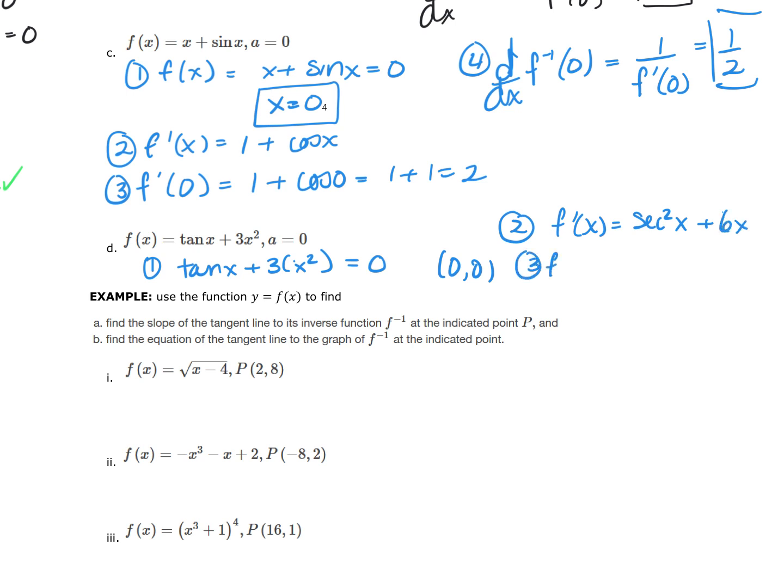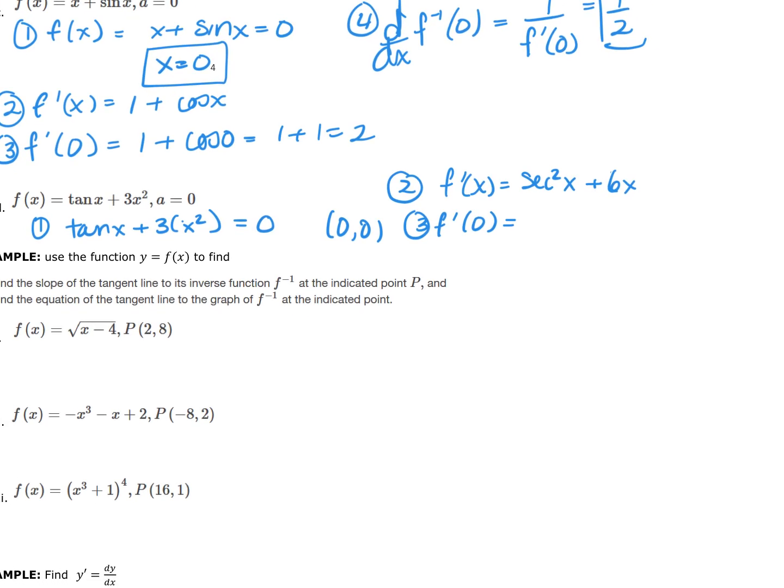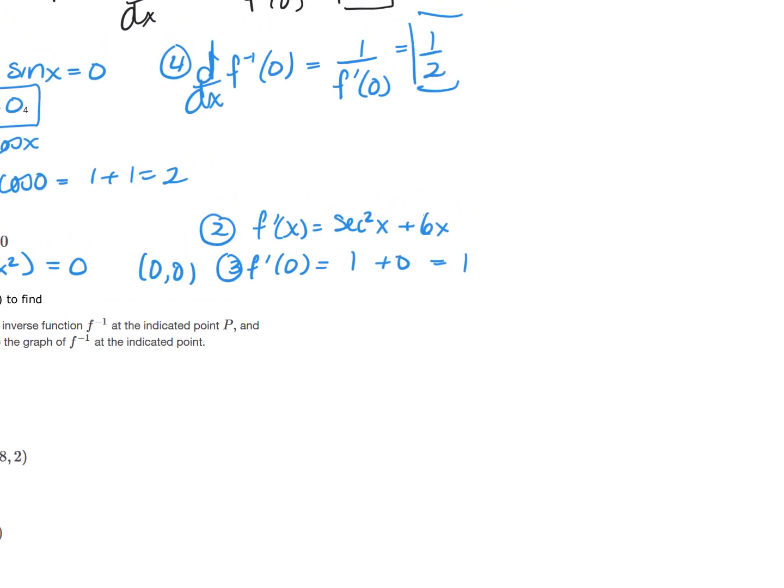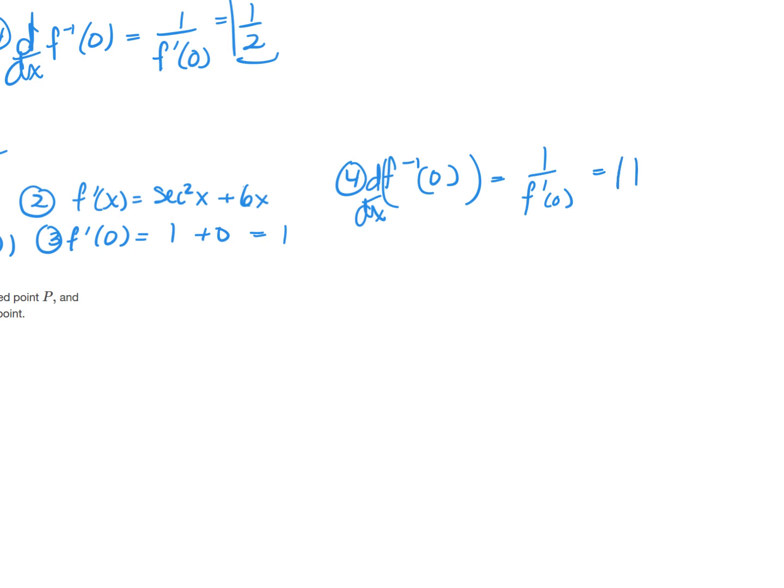Third thing I'm going to do is find f prime of 0, and secant is the reciprocal of cosine, so the cosine of 0 is 1, the reciprocal of 1 is 1, and then plus 0, so the answer is 1. Oh, this is going to be lovely. My last and final thing is I'm going to find d/dx of f inverse of 0, which is 1 over f prime of 0, which happens to be 1. So that is that answer.